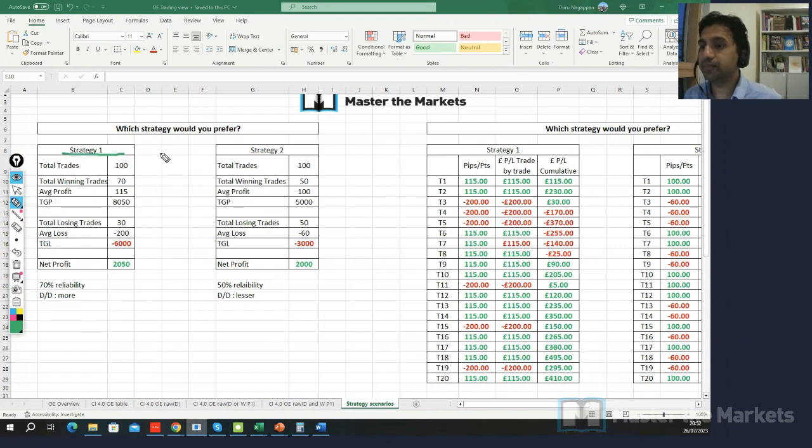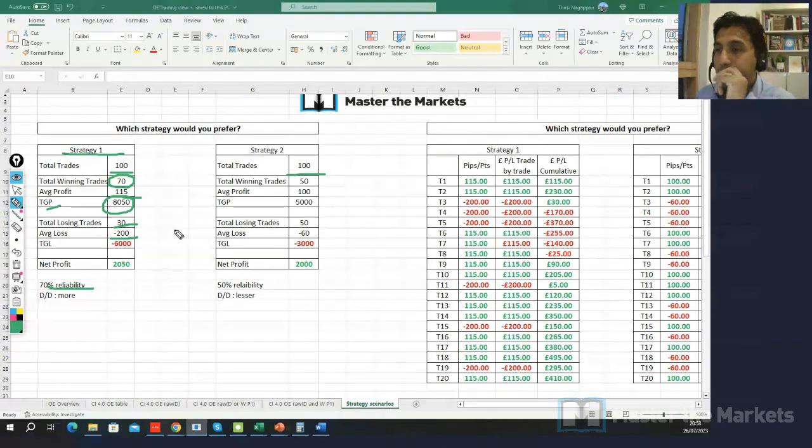Strategy one, where generally you're taking the same number of trades in both strategies, but the number of winning trades is much higher, 70% in strategy one. The average profit is about 115. So altogether you make about 8,050 total gross profit. Now total losing trades, 30% of them lose, but the average loss is much bigger. It's 200 pips, 200 points, whatever you may call it, depending on the instrument.